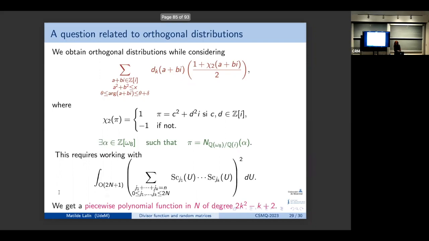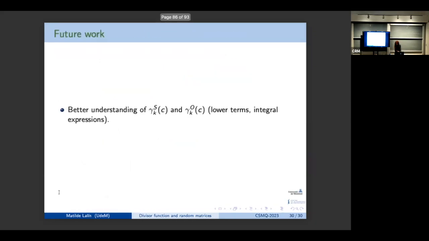Anyway, so let me just finish. Okay, so for the orthogonal case, we get a polynomial of degree 2k squared minus k plus 2. And so what's in the future for this project? Well, there's lots of room for exploration. So one thing has to do with better understanding this polynomial function for the asymptotic of capital O.